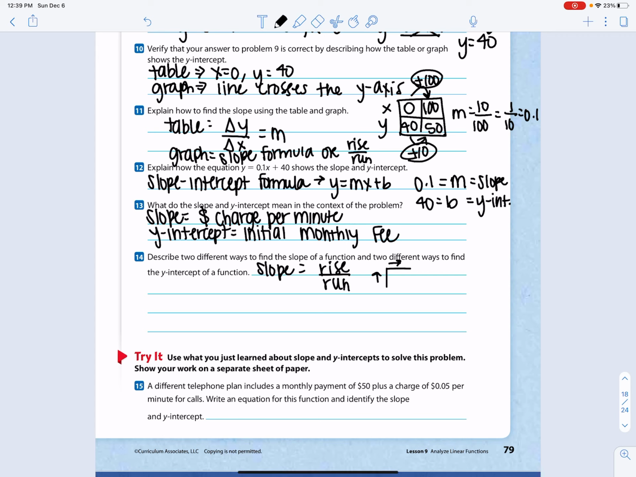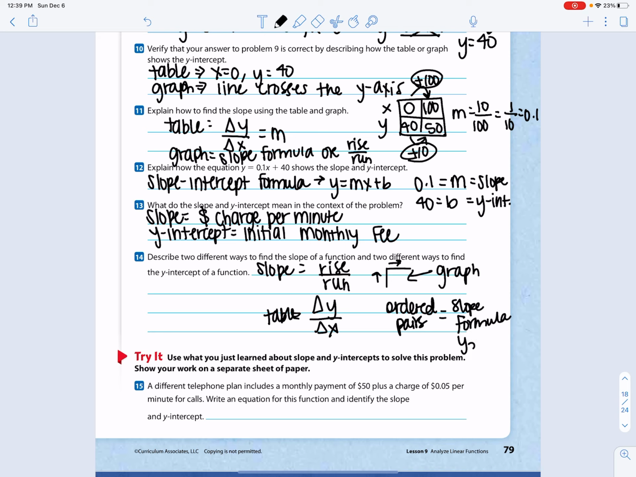Or you could also find the change in y divided by the change in x. This is when I'm using a table. This is when I'm using a graph. And I could also, either way, do it with ordered pairs. I could use my slope formula, which is y2 minus y1 divided by x2 minus x1.